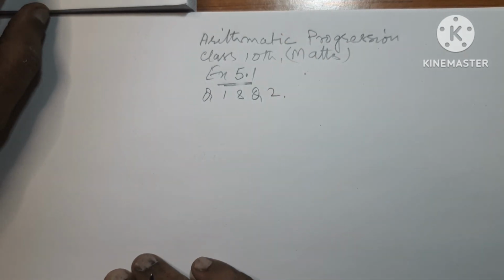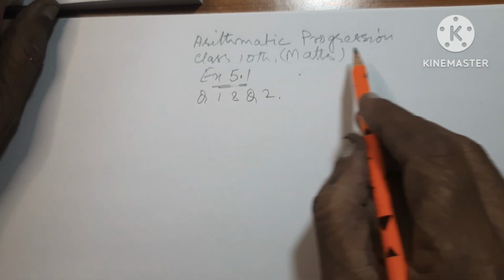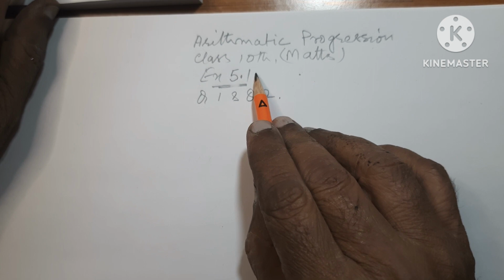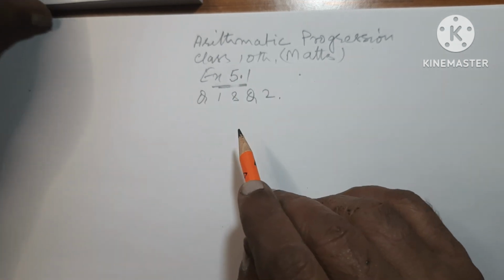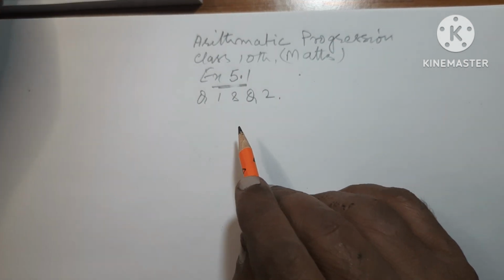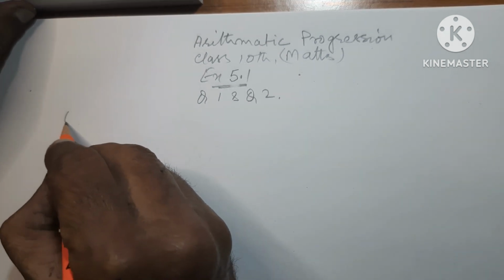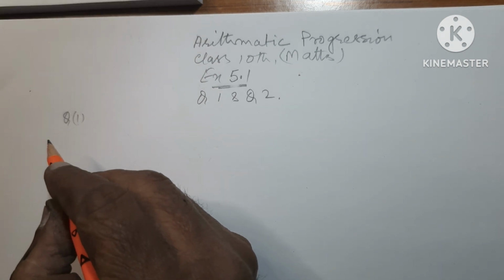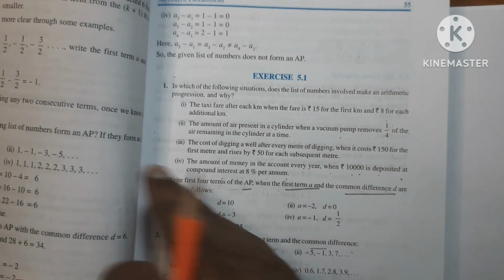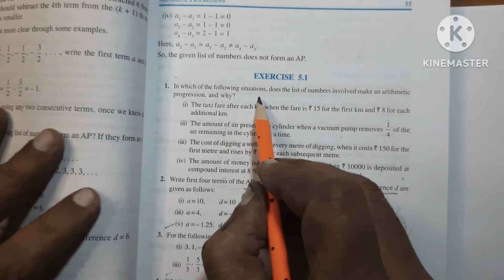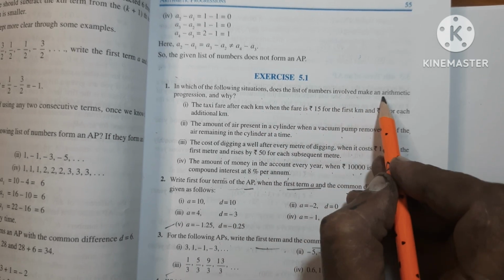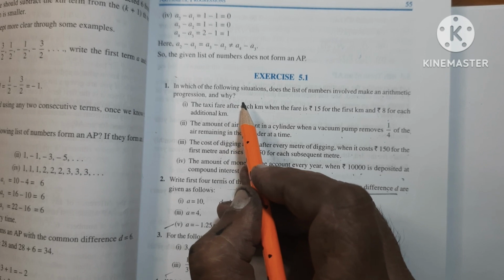Today we will discuss arithmetic progression, class 10th mathematics, exercise 5.1, questions number 1 and 2. Question number 1 is, let us read the question. In which of the following situations does the list of numbers involved make an arithmetic progression and why?